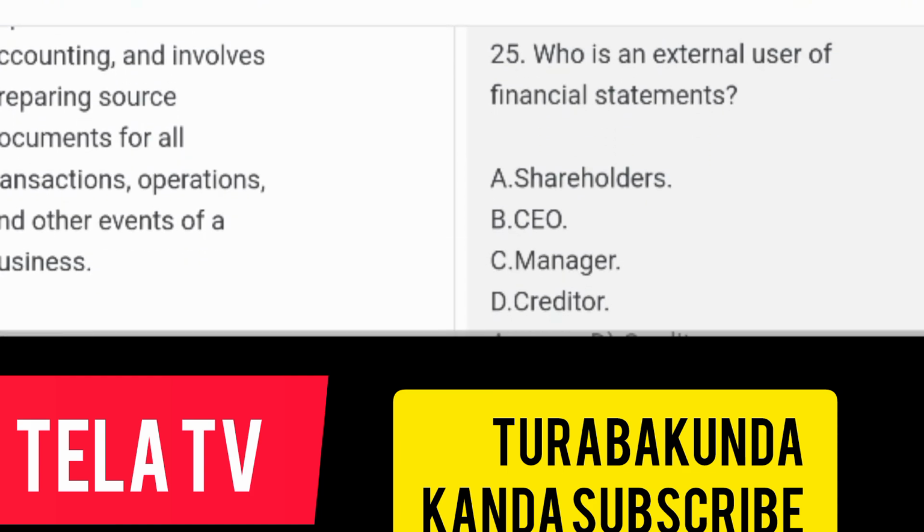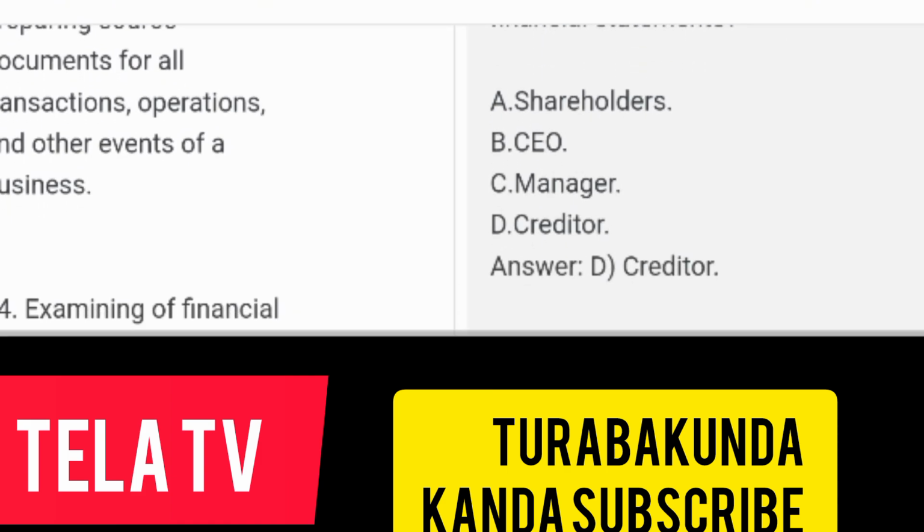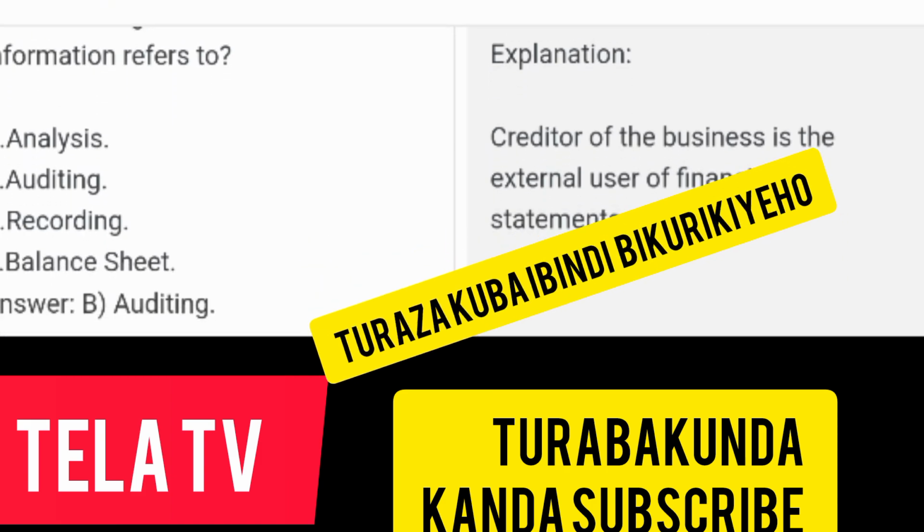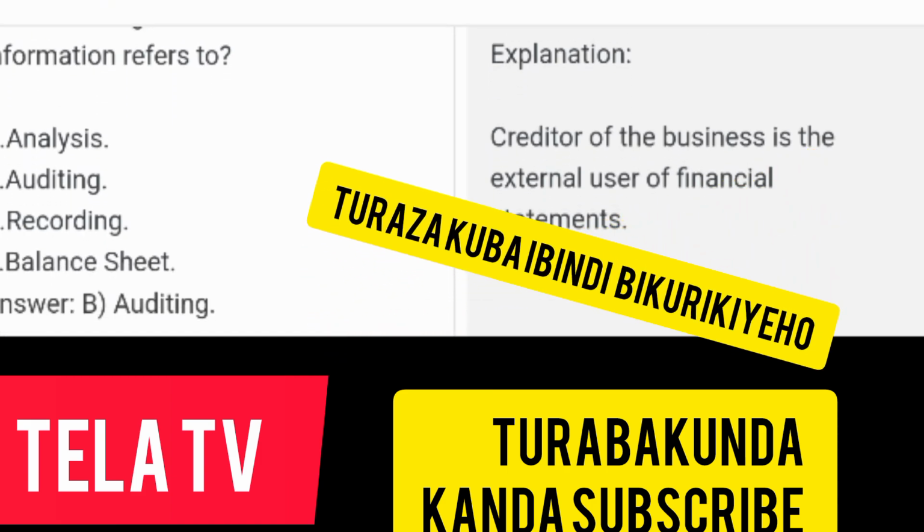25. Who is an external user of financial statements? A. Shareholders. B. CEO. C. Manager. D. Creditor. Answer. D. Creditor. Explanation. Creditor of the business is the external user of financial statements.